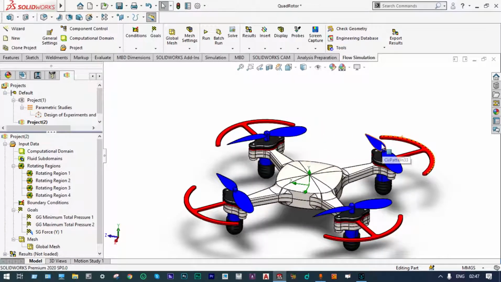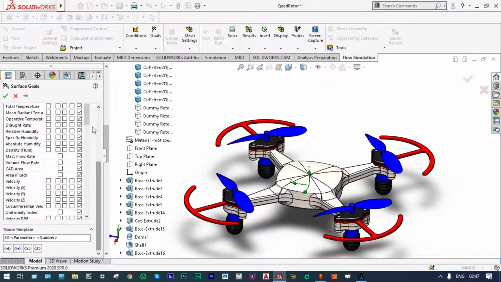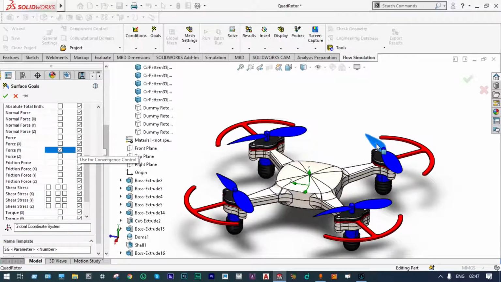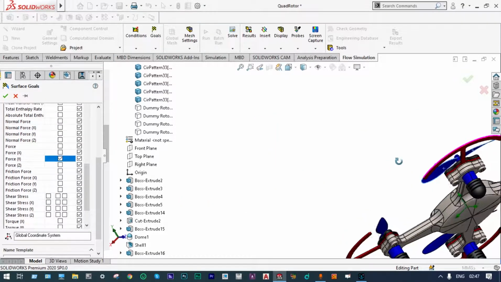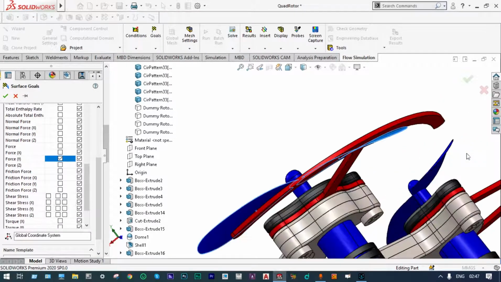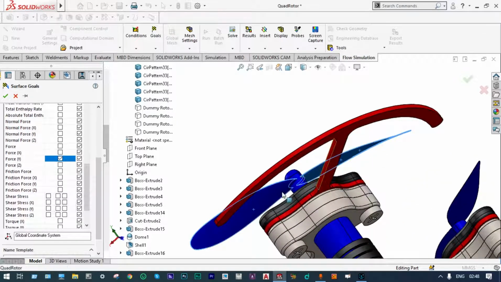Again, you have to select for this pair goals, insert surface goals. We want to find out the same thing, that means force in the y direction, that is upthrust. Let us select the surfaces for the propellers. Now we can select the downwards surfaces also. Selected.